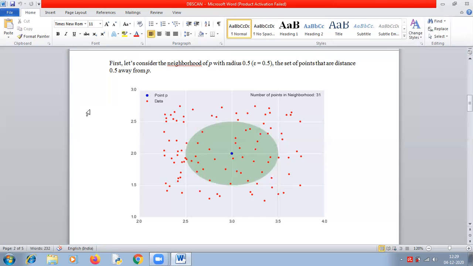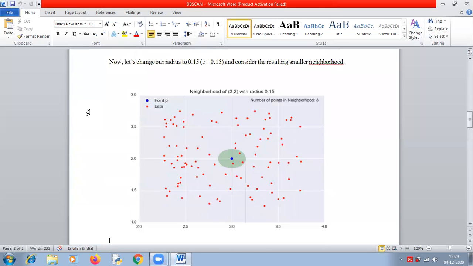Now let's change our radius to 0.15. Before it was 0.5, now we will change it to 0.15. That means epsilon becomes 0.15, and we consider the resulting smaller neighborhood. Now let's go to the next image. Here you can see when we change epsilon from 0.5 to 0.15, we have shrunk the neighborhood. So now only 3 data points are contained within it.